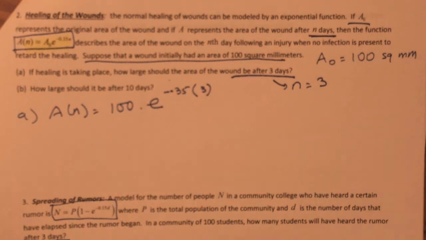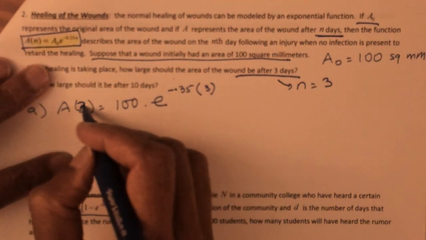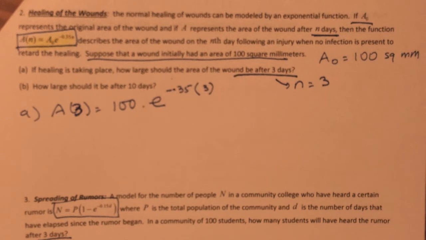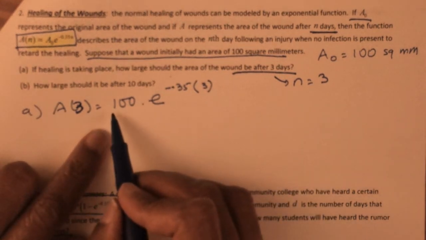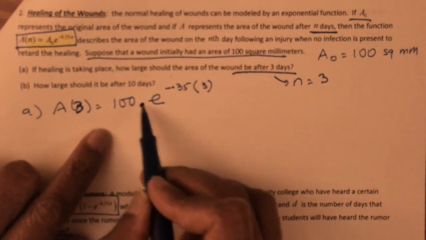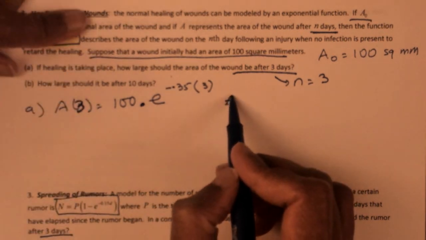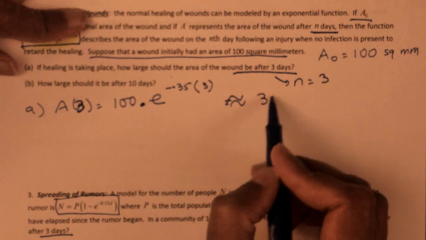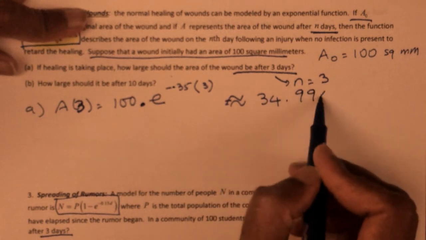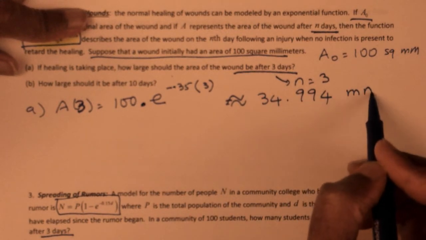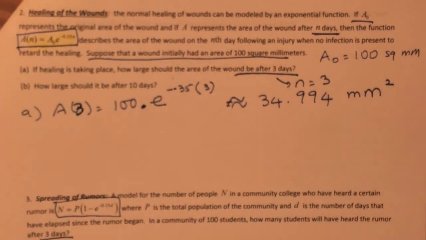I'm trying to find 3. Basically, I can even write the 3 here, because remember, this is the x. So go ahead and put this in your calculator. Put 100 multiplied by e to the power of 0.35 times 3. You should get approximately 34.994 millimeters squared, or 35 millimeters.